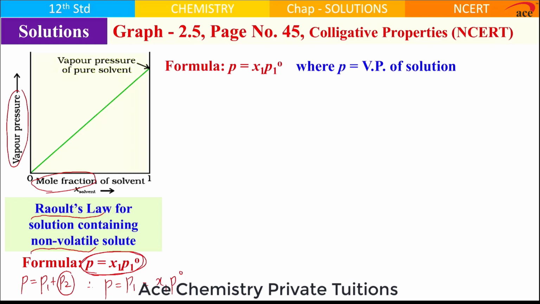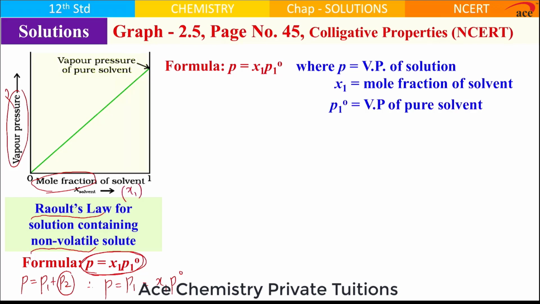So, if you check, what does the P stand for? Vapor pressure of the solution, which is our y coordinate in this case. What does x1 stand for? That's the mole fraction of the solvent. In this case, our x coordinate is x1. And what does P1 naught stand for? It is the vapor pressure of pure solvent, which, if you want to see in the graph, from here to here, it is P1 naught.